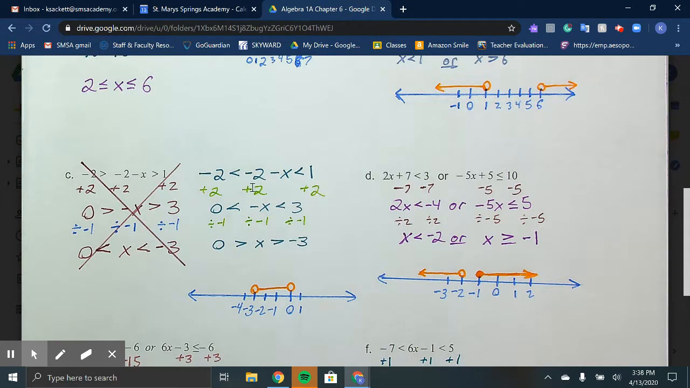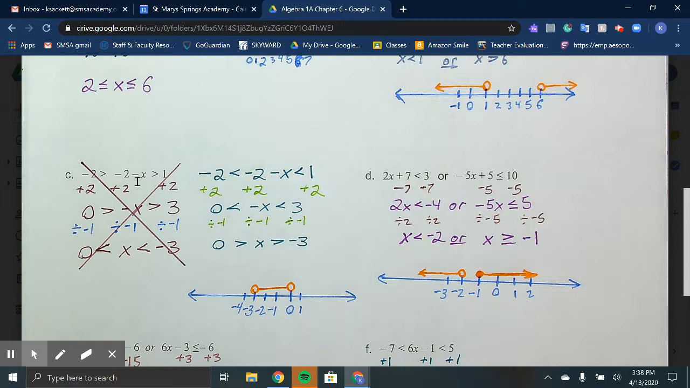So now I need to get the negative 2 back to 0, so I'd add 2 to all three parts. So in the middle, I still have a negative x, or an opposite of x. On the left is a 0, on the right is a 3. Didn't do anything to the inequality symbols except for bring them down. Now, to get rid of the negative from the x, every part gets divided by negative 1. Remember, if we're multiplying or dividing by a negative, you have to flip the inequality symbols.